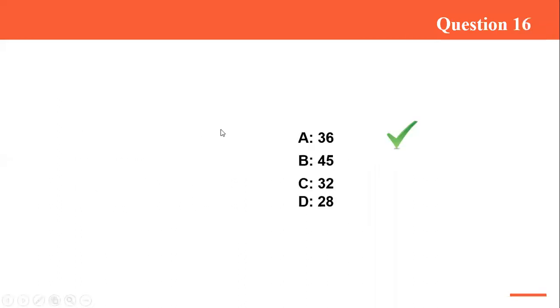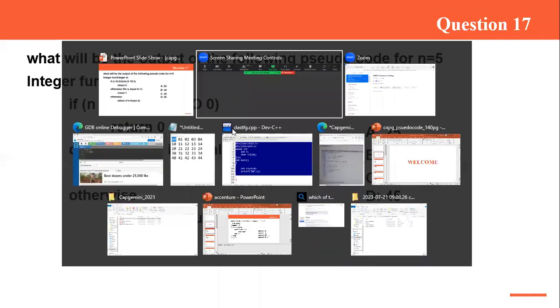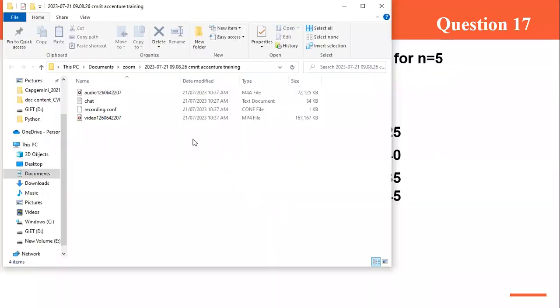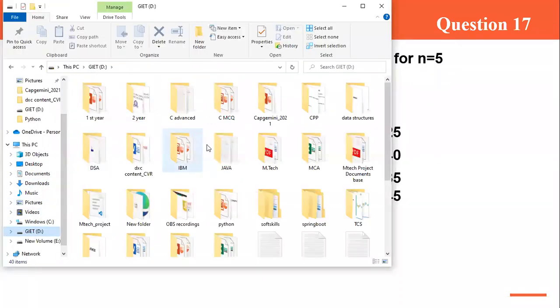Okay, fine. Now, as you asked, I'll go for the bitwise MCQs. Just a second. Bit calculation MCQs, you asked. I'll go for it. I mean, before one hour, I'll just go for it once again.